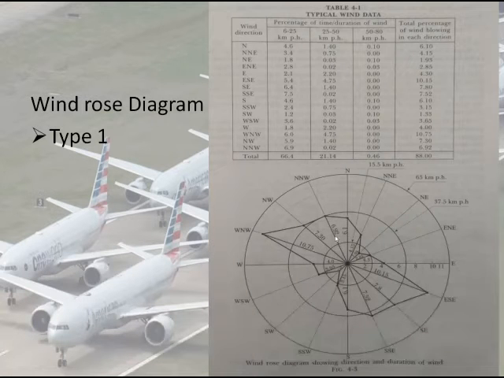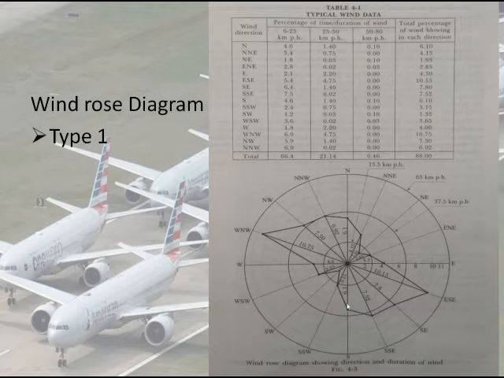If you want to plot a particular percentage in a particular direction, let us consider the northern direction. In the northern direction, the percentage of wind blowing is 6.10. You can observe here that 6.10 is plotted in the northern direction to the particular scale. It comes in this region of the windrows diagram. Hope you have understood the concept of plotting the windrows diagram.